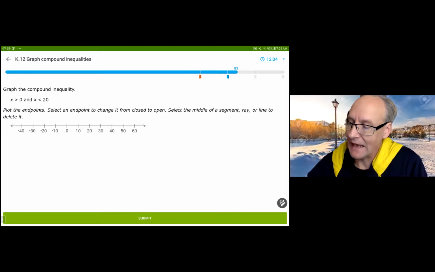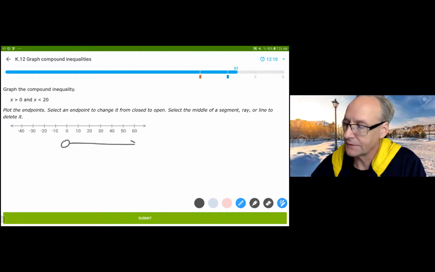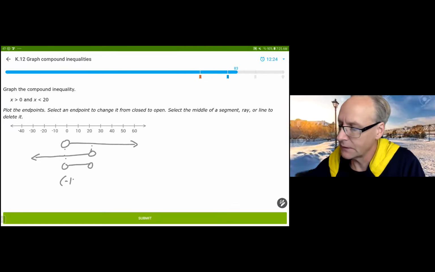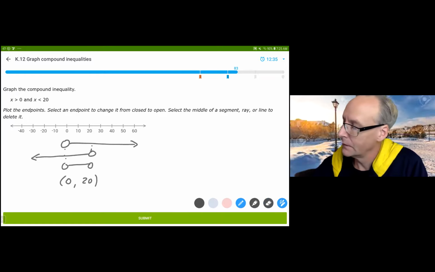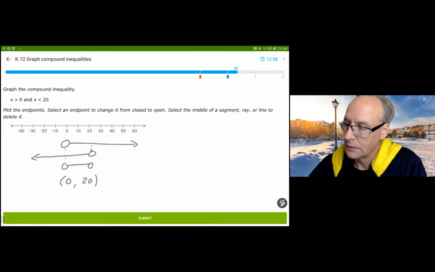Oh, this is an "and" situation. I think it's a good idea to put these in. So I'm going to go ahead and do this one. x is greater than 0, and x is less than 20. And we want them both to be true. There. -10. Oh, why did I say -10? Oops. 0 up to 20, not included. Don't want to include them.